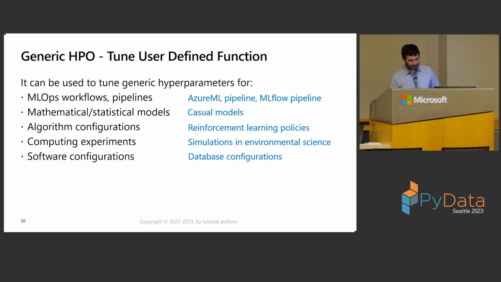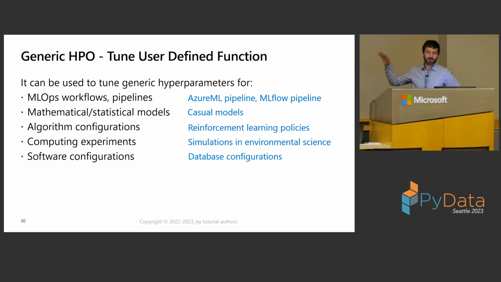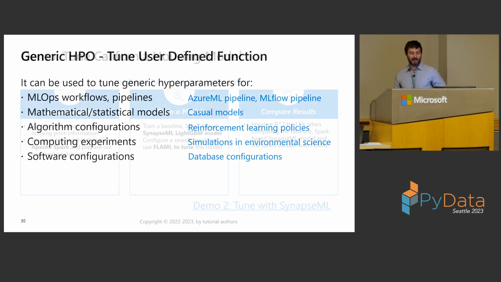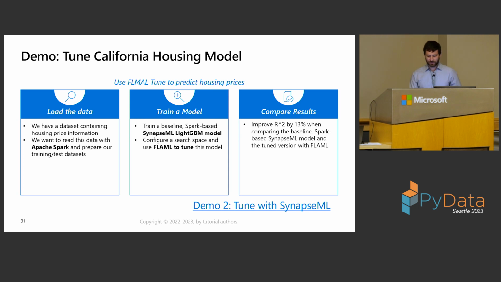The other interface is for user-defined functions. This is the tune interface. Compared to AutoML, which provides you a more structured tune, if you want to use Tune for ML, you have to implement more things yourself, but it's more generic, so you can use it to do really anything you like. You give it a resource budget, a search space, and a user-defined function, and the output is the best configuration.